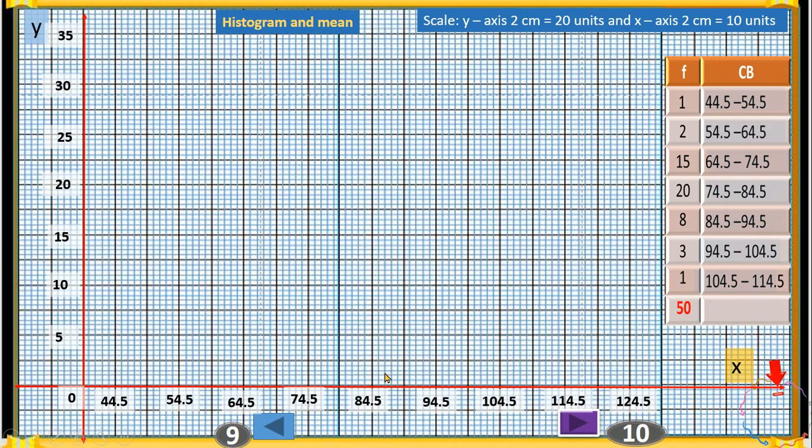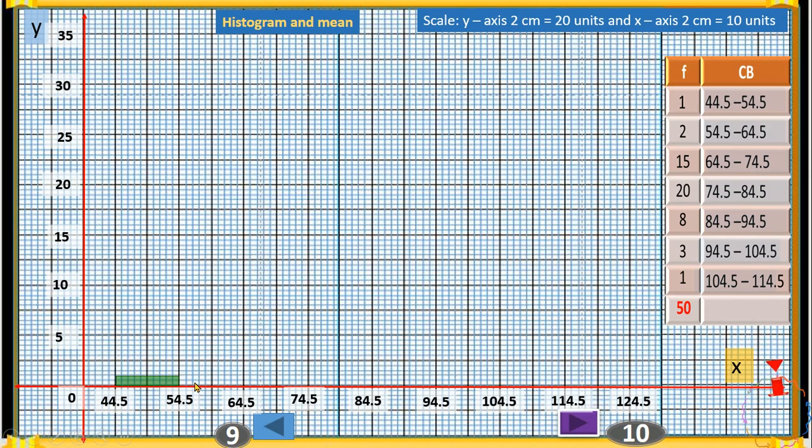The class boundaries for the classes. So we are going to start drawing the histogram. Now, for the class of 44.5 to 54.5, the frequency is 1. So for 1, you are going to count how many squares will give us 1. If 0 to 5 has 10 squares, so 2 squares will give us 1. So 1 will be at this point. Then I click that class, it will give me the histogram. For the next histogram, 54.5 to 64.5, the frequency is 2.